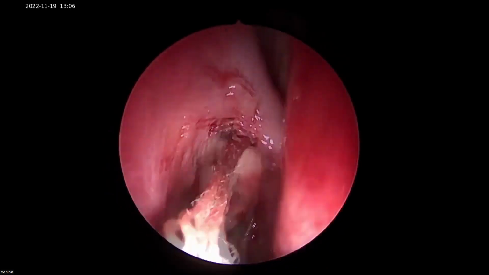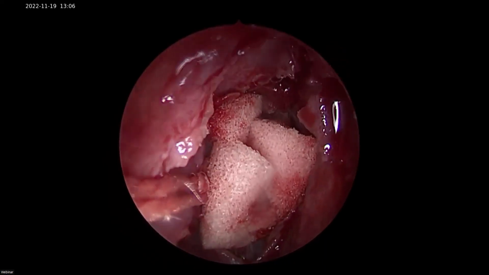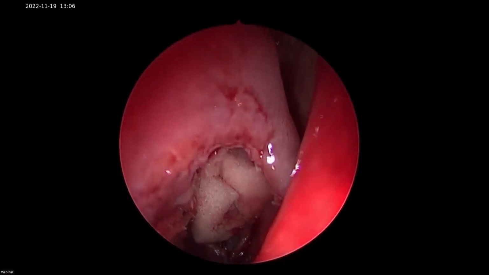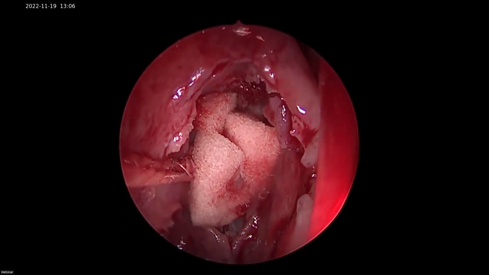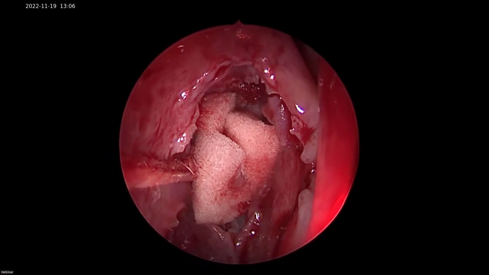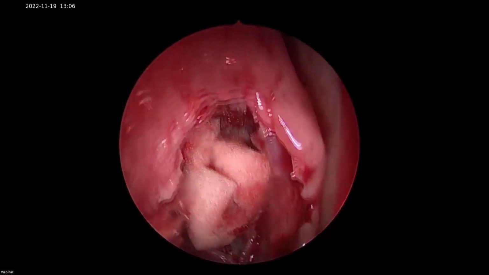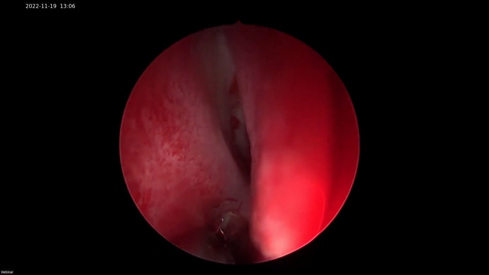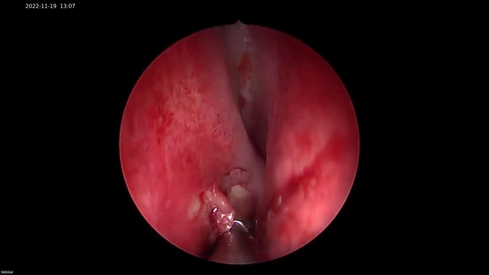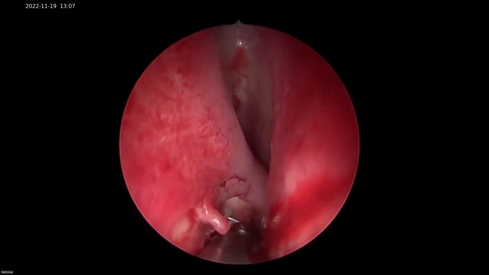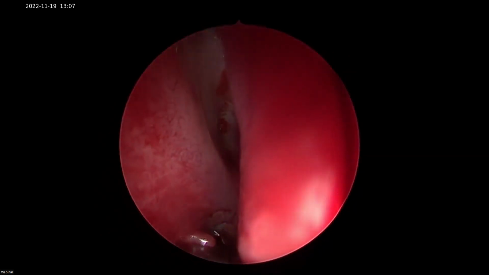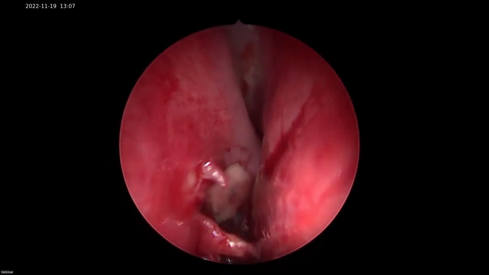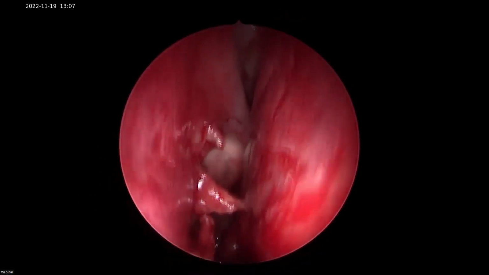Upper punch. Double cup forceps first. Punch also, one second. No, I don't want that. Yeah. This is a little bit of bony spicule I'm going to remove. The remnant here. Yeah. 45 degree, give me. Yeah. Upper.